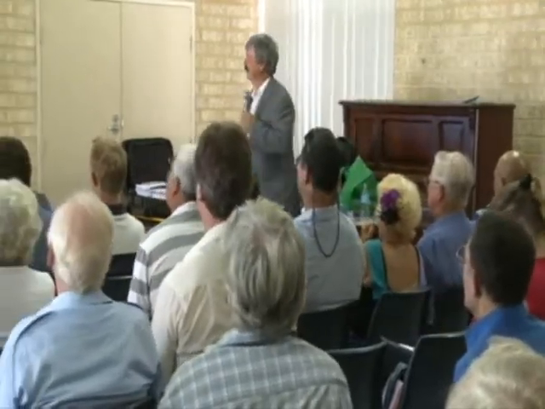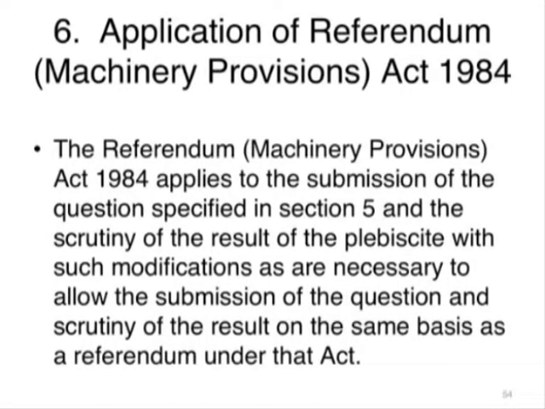Next one, please. Application of Referendum Machinery Provisions Act 1984. The Referendum Machinery Provisions Act applies to the submission of the question specified in section 5 and the scrutiny of the result of the plebiscite, with such modifications as are necessary to allow the submission of the question and scrutiny of the result on the same basis as a referendum under that Act.